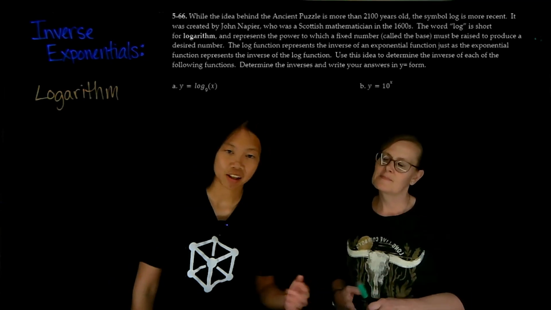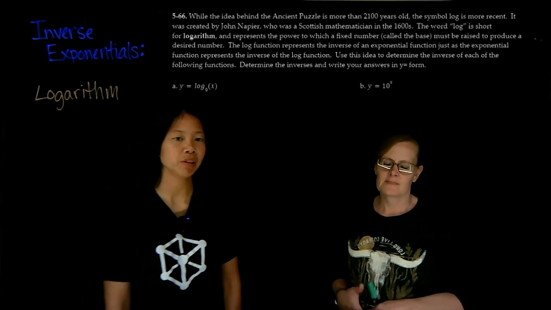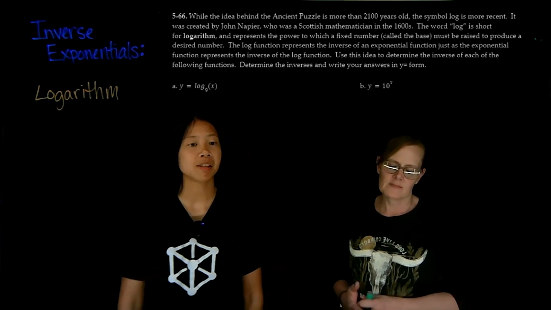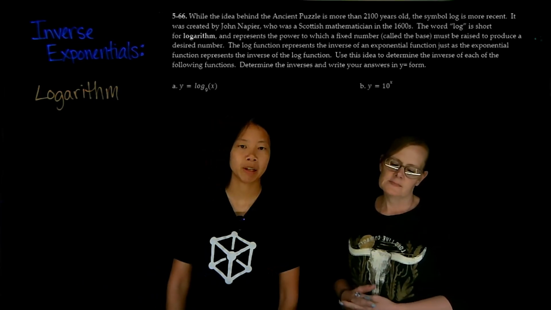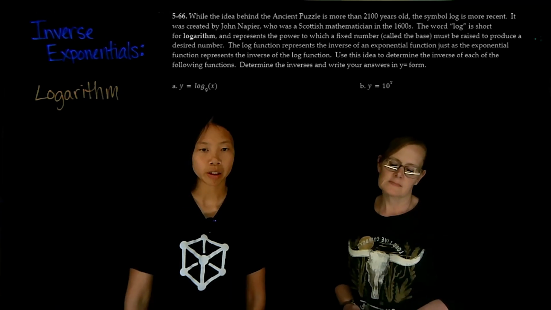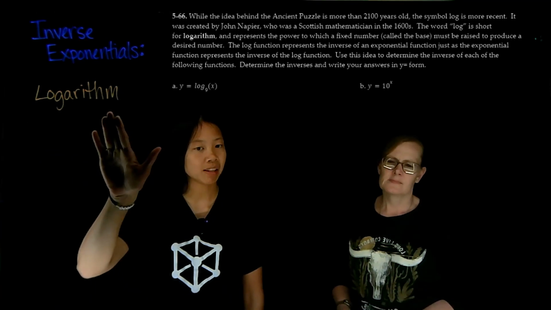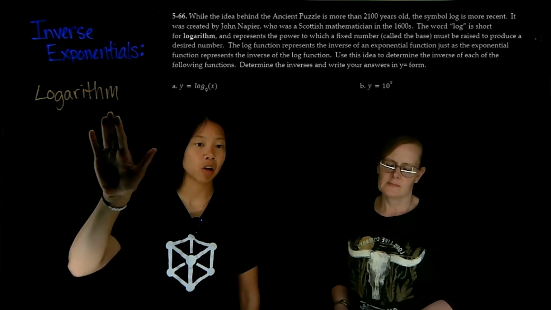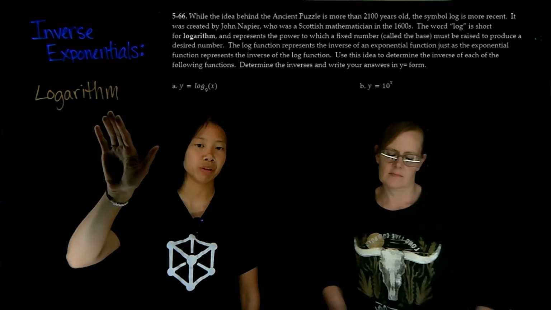All right, on to the next section here. While the idea behind the ancient puzzle is more than 2,100 years old, the symbol log is more recent. It was created by John Napier, who was a Scottish mathematician in the 1600s. The word log is short for logarithm and represents the power to which a fixed number, called the base, must be raised to produce a desired number.